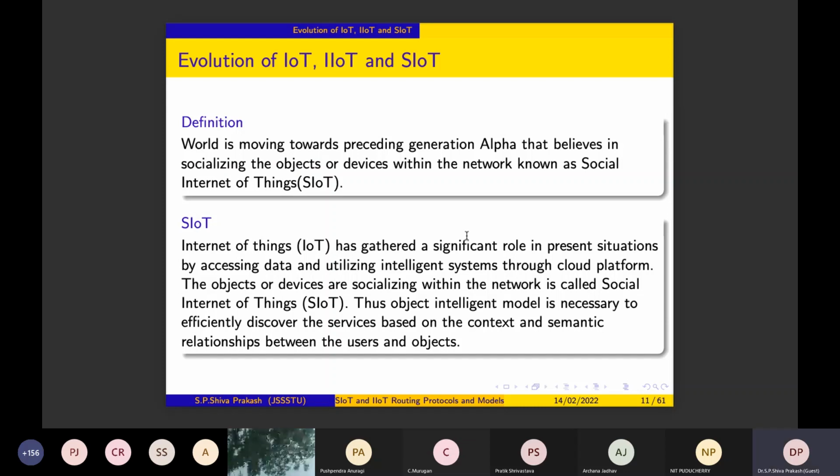Now, we started with IoT and, as a subset of this, the industrial IoT. And the emerging trend is the social IoT, where the world is now moving, preceding generation alpha, which believes in socializing the object or device within the network, and that is known as the social Internet of Things. Basically, this SIoT has gained a significant role in the current situation, which accesses the data and utilizes the intelligent system through a cloud platform.